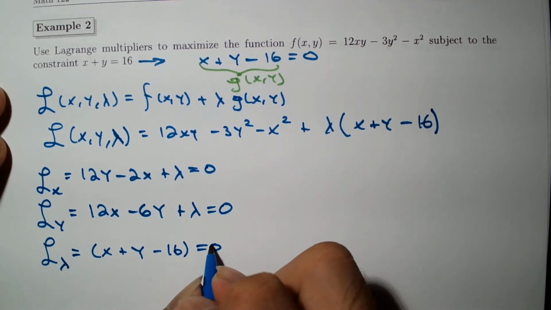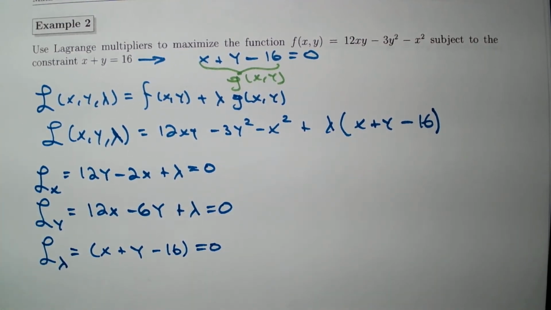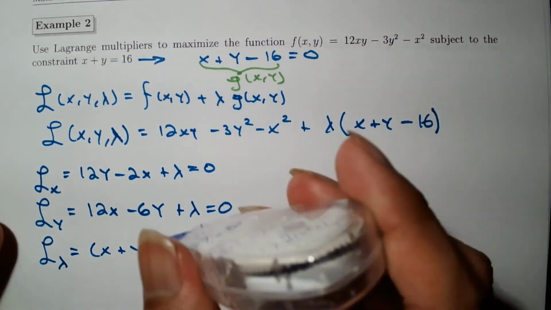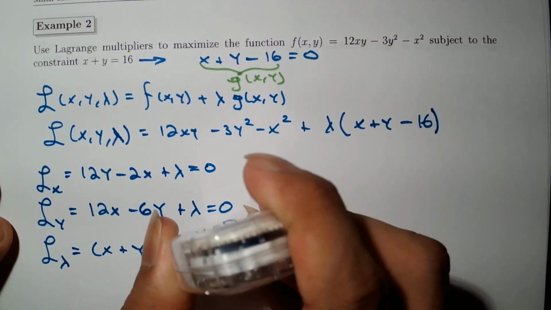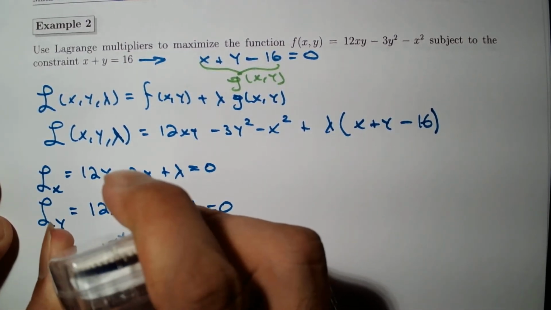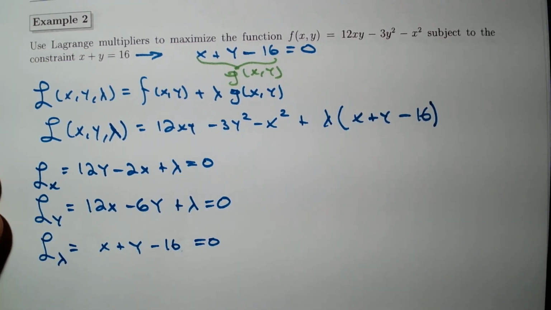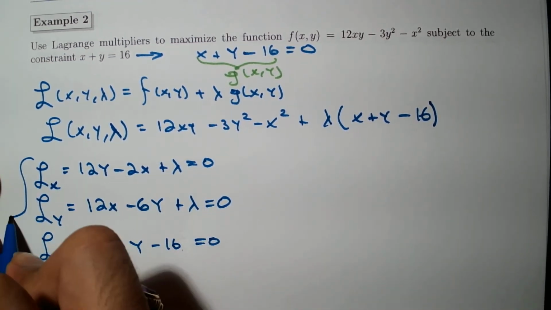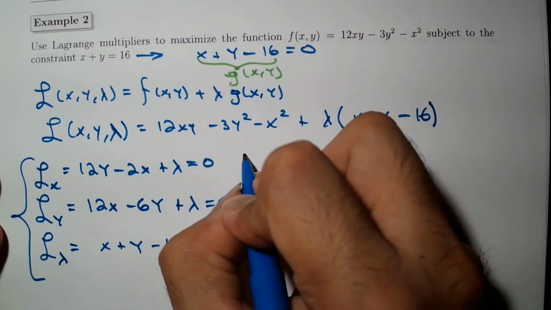And set it equal to 0. Actually, I don't need those parentheses. Let me get rid of them. I don't know why I wrote them. Okay, and that is our system. And again, let's label them.